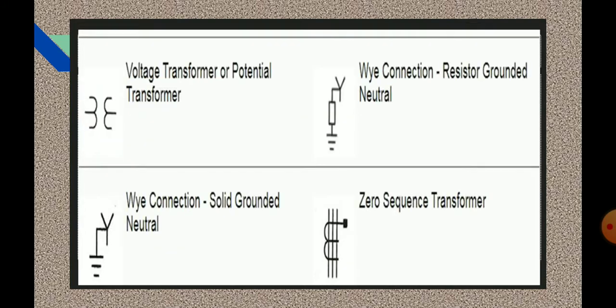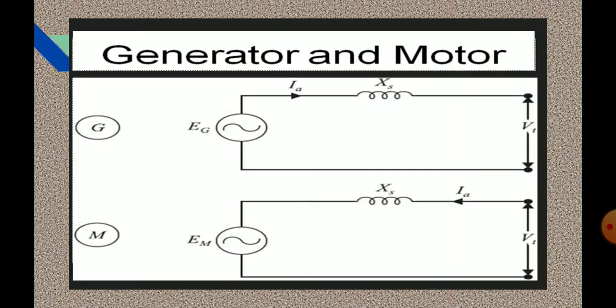So next PPT. This one is potential transformer symbol. This one is Y connection solid grounded neutral. This symbol represents Y connection resistor grounded neutral. The last one is zero sequence transformer.